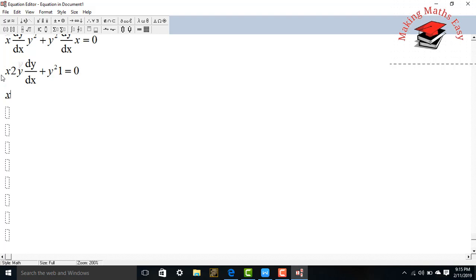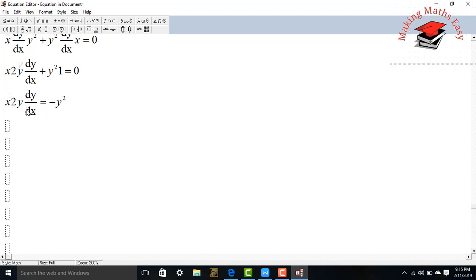So it will be x 2y dy by dx is equal to minus y square, because I have taken the y square value to the right hand side, so it will become minus in this case. If I had kept it on the left hand side, it would be plus, but because I have taken it to the right hand side, I have changed the sign. So in this case it will be minus y square. So now we will solve it.